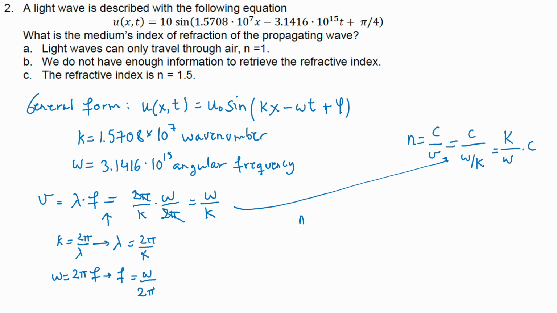So now is the moment that we can plug in the values: 1.5708 multiplied by 10 to the 7, over 3.1416 multiplied by 10 to the 15, and then the speed of light is the universal constant 3 multiplied by 10 to the 8. So that means that our refractive index is 1.5, which is gonna be our solution, our C option of the problem.